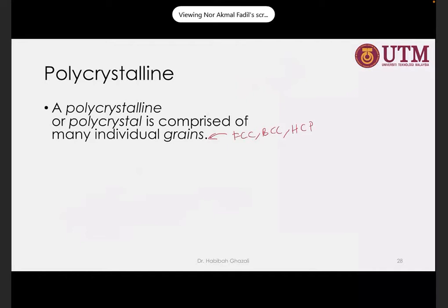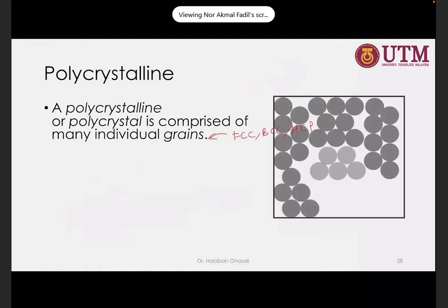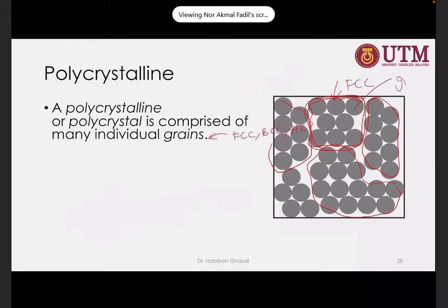Okay, whatever the structure, it contains grain. So meaning that, for example, let's say this is FCC. FCC happens continuously until this limit, and then there is another FCC at this region. There is another FCC at this region. Of course, one region we call a grain. This is one grain. Of course, inside the grain there are millions or billions of atoms.